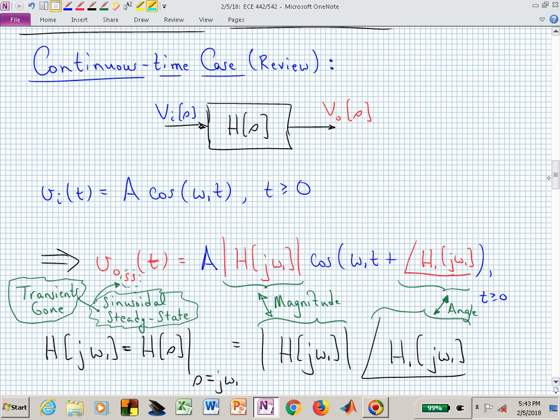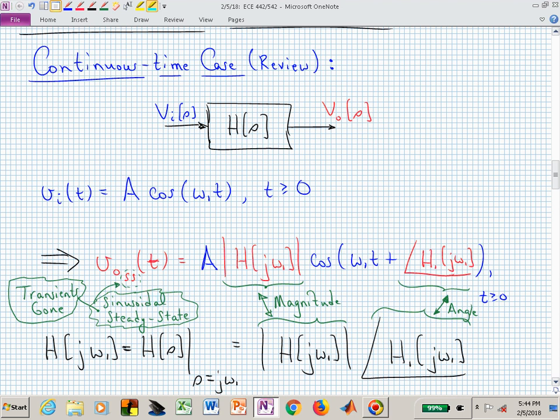This should all be review, and if it's not, it will be by the time we finish today. If I give you a stable transfer function, capital H of s, and I excite that system with a cosine or a sine of a frequency omega 1, that's the little v sub i of t, now I'm shaking that system at a frequency of omega 1. If it's stable, all the natural dynamics will eventually die out, and what am I left with? I'm left with something shaking at that same frequency, omega 1. It's just going to be a modified amplitude, and it will be modified by how that system's magnitude is created at that particular frequency, omega 1.